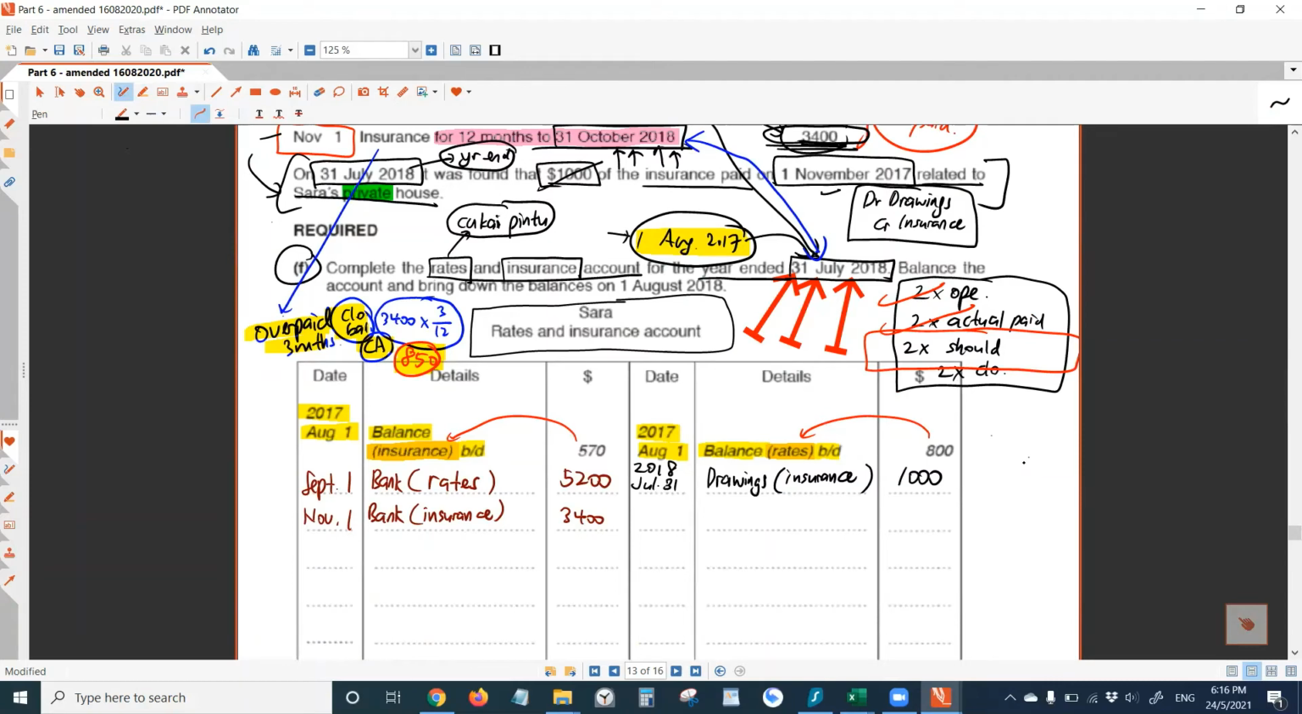By the way, now I can recall that the calculation for the closing balance of insurance is not right. I should not take 3,004 times 3 over 12. Let me make some amendment here. We should take 3,004 minus 1,000 first, then only times 3 over 12. Reason is this: because 1,000 overpayment is for drawings. Agree?